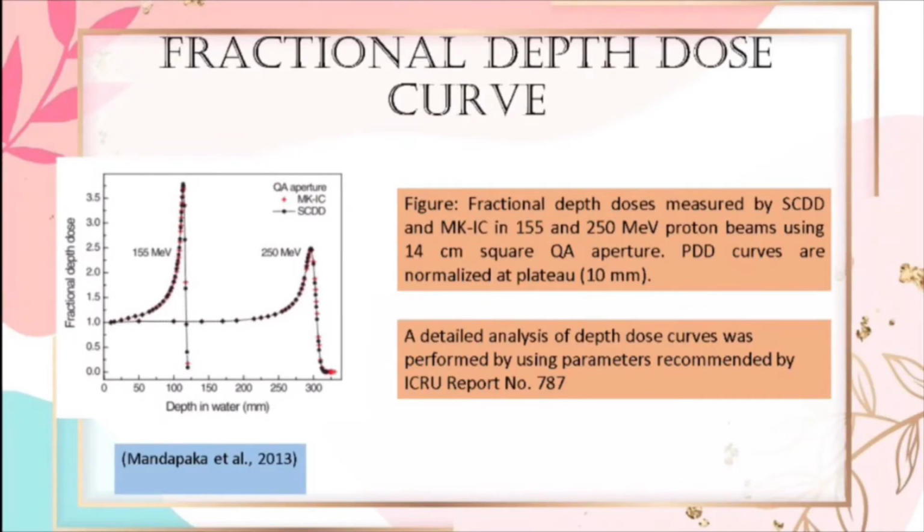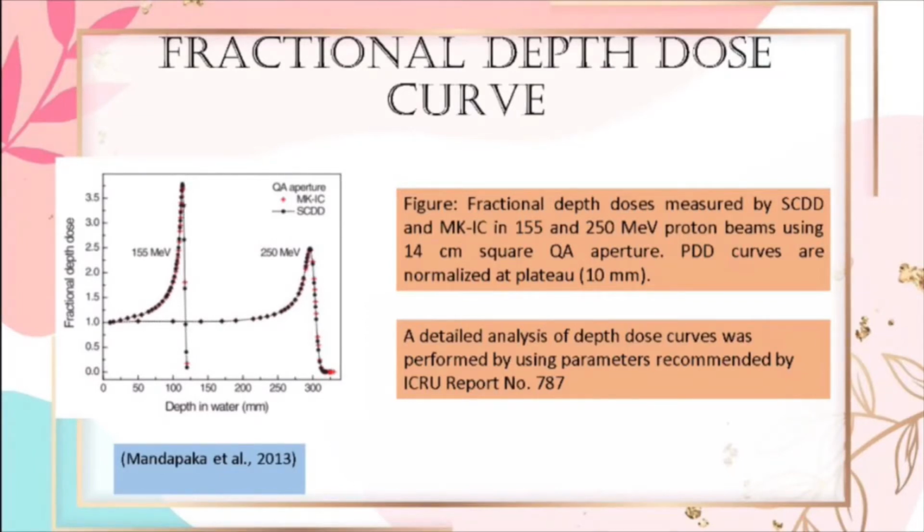The central axis fractional depth dose curve measured by a synthetic single crystal diamond detector (SCDD) and reference ionization chambers is shown in the figure. The curves are normalized at 10 mm depth in water in the plateau region. In some cases, a best fit in the entrance region by an exponential growth function was used to extrapolate depth dose values. No corrections were applied for dose rate effects or for water to detector material stopping power ratios.